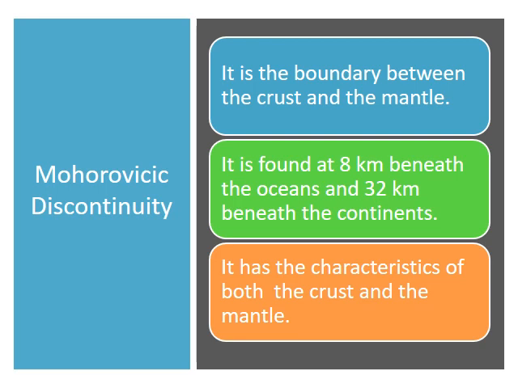Mohorovičić discontinuity. It is the boundary between the crust and the mantle. It is found at 8 kilometers beneath the oceans and 32 kilometers beneath the continents. It has the characteristics of both the crust and the mantle.